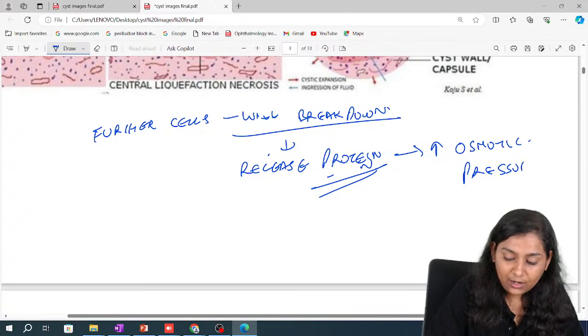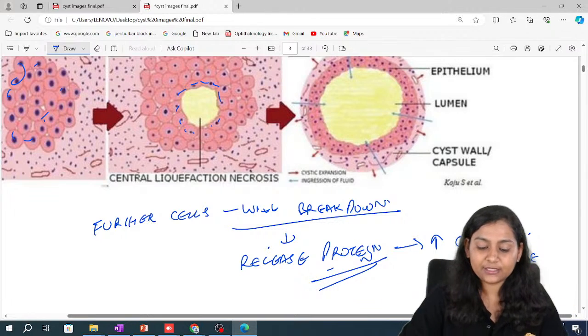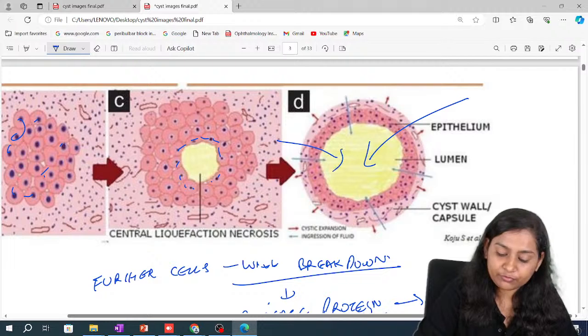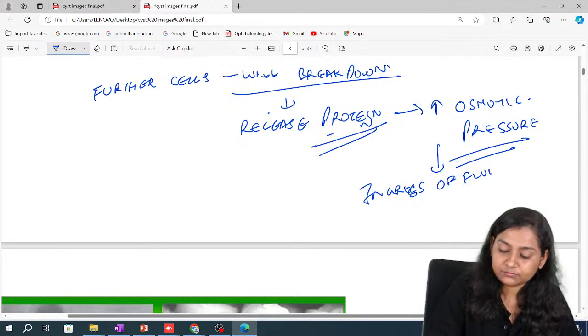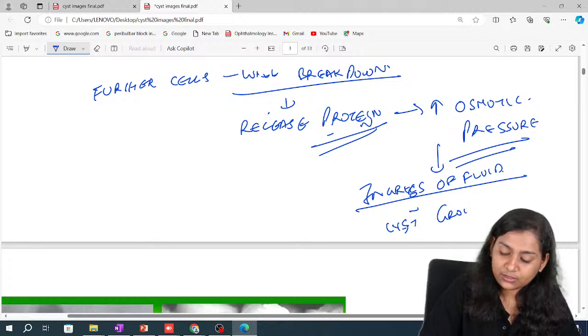To balance out this osmotic pressure, the fluid will come inside. Okay, there is ingress of the fluid, which is followed by the stage of cyst growth and enlargement.